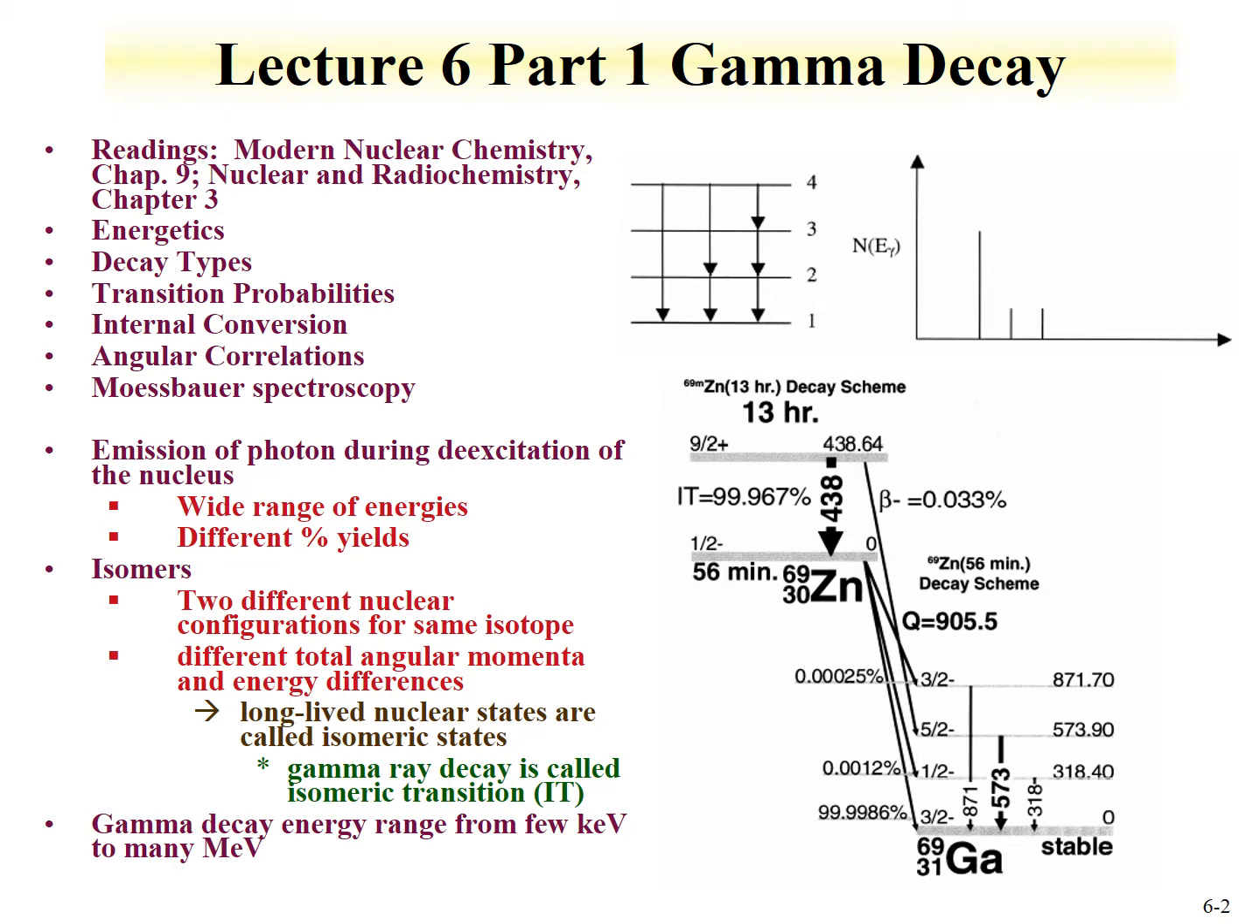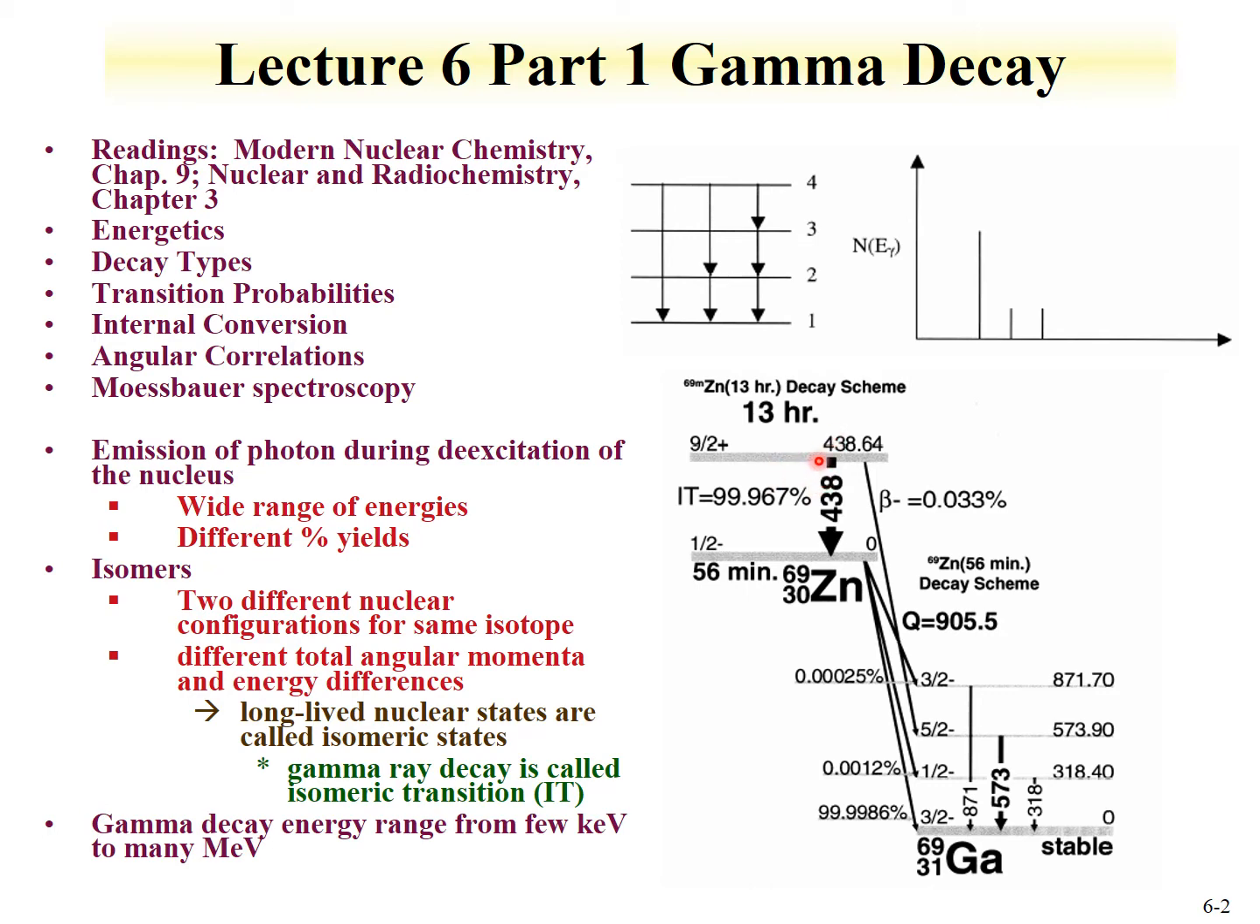So an isomer, as we discussed earlier, are two different configurations of the same isotope. They have different total angular momenta and different energies, right? The spin and parity of the ground state and the isomeric state are different. And they have different energies, so the decay from a ground state to a daughter would have different energy from the decay of an isomeric state to the daughter. And since they're at different spin and parities, for instance, this excited metastable zinc-69 has a spin and parity 9/2 plus, the ground state 1/2 minus, large spin difference, parity flip, highly forbidden, just like in beta decay.